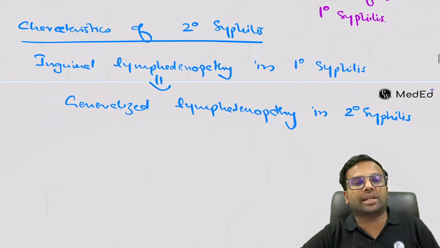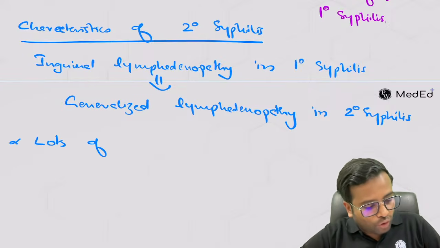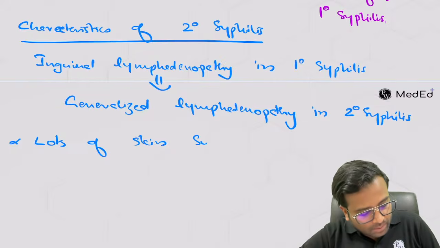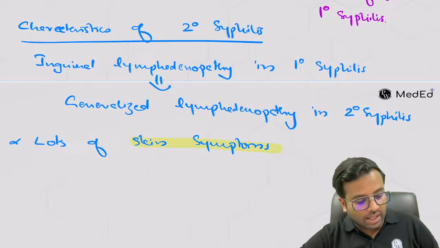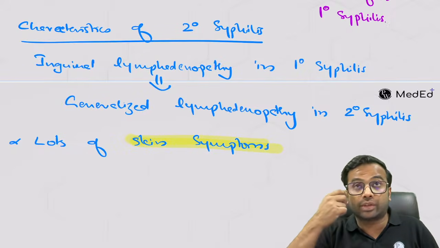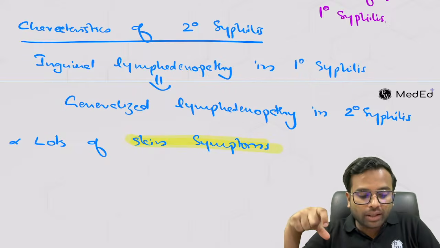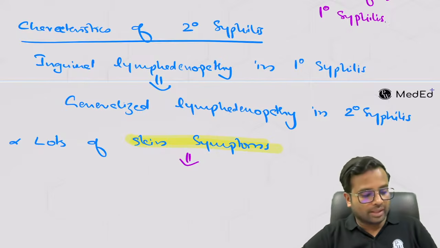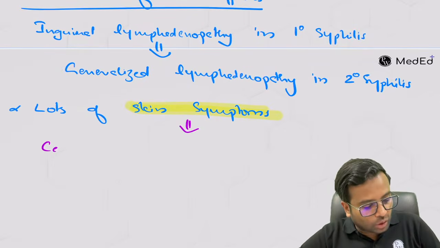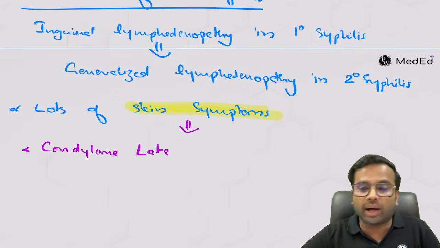Along with this generalized lymphadenopathy, the patient will have lots of skin symptoms. That is why secondary syphilis becomes very important in dermatology. Now let us write down what are the skin symptoms in secondary syphilis. The patient will come to you with Condyloma lata.